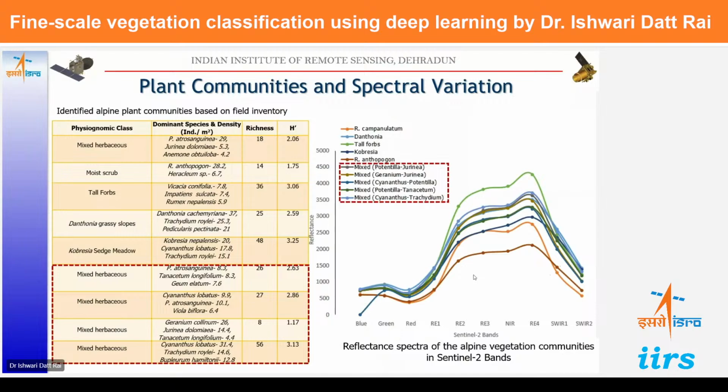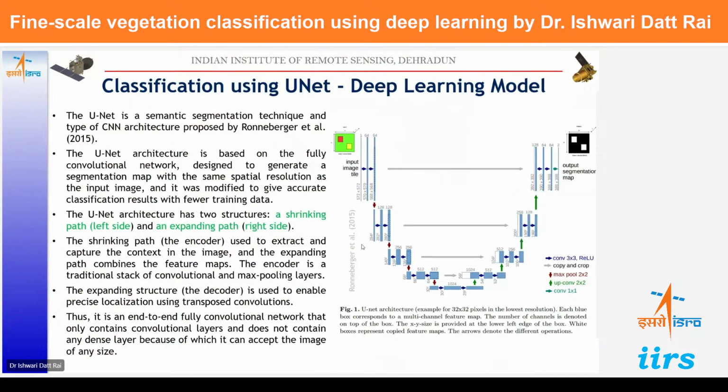And more interesting was to segregate further the mixed community, especially the mixed herbaceous community, and see how they are separable using a deep learning algorithm. So we used the UNet deep learning model. Basically, it is a semantic segmentation technique and a type of CNN architecture initially proposed by Ronneberger for biomedical applications. It is based on a fully convolutional network designed to generate a segmentation map with the same spatial resolution as the input image. It was modified to give accurate classification results with fewer training data.